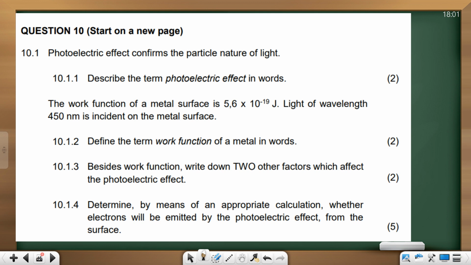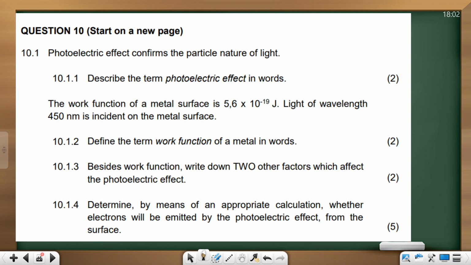Is that okay? Besides work function, write down 2 other factors which affect the photoelectric effect. Kinetic energy, will it affect photoelectric effect though? Besides work function, write down 2 other factors which affect photoelectric effect. Good. We can talk about the intensity of the light.